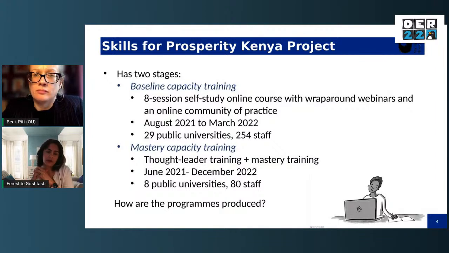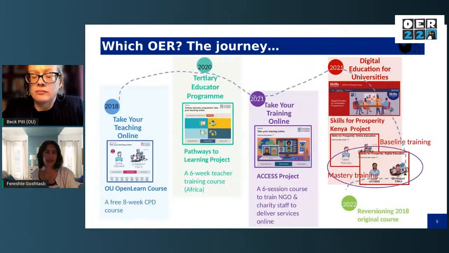We will be working only with 8 universities because of the depth of this training. And the training will include only 80 members of staff, 10 from each university. But what is important here is how we produce this training by just using one open course. And today we are telling you the story of that open course from when it was created, and now we will focus on what we are doing with that course for the Skills for Prosperity project.